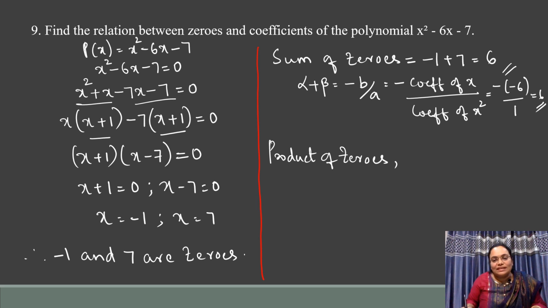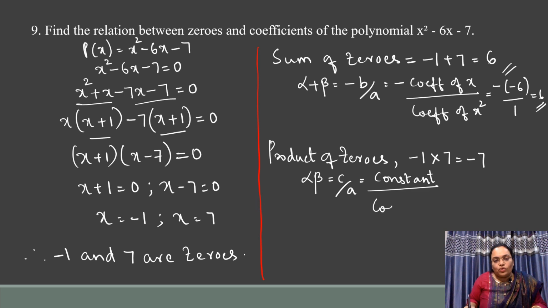Product of zeros is minus 1 into 7, which is minus 7. Product of zeros alpha beta is equal to c by a. What is c by a? It is constant term by coefficient of x square. Correct? So, constant term is minus 7 by 1, which is minus 7.